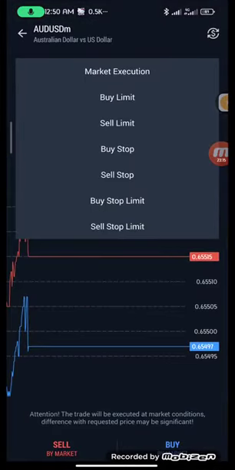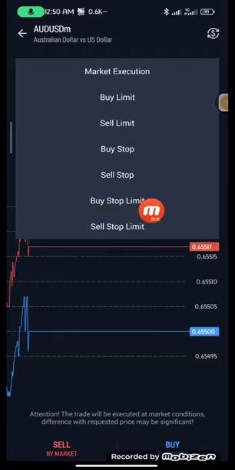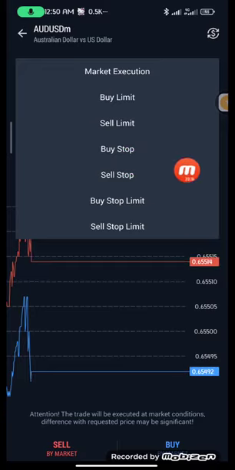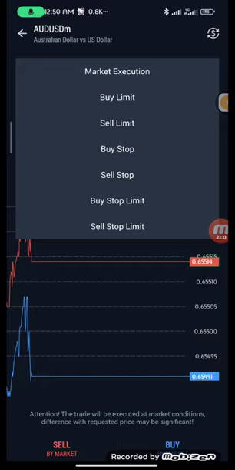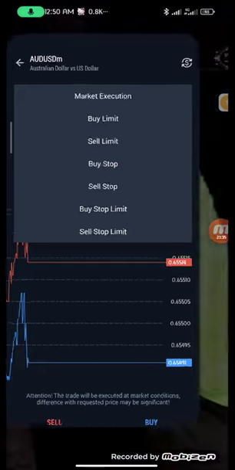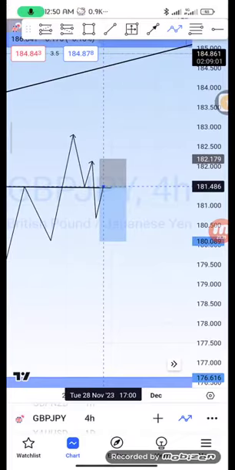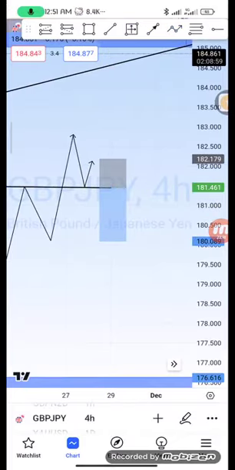Here we have two other ones, which are the buy stop limit and sell stop limit. Now, buy stop limit is the combination of buy limit and buy stop, while sell stop limit is the combination of sell limit and sell stop. Although it used to confuse people a lot, actually it's simple. Okay, so let me explain it for you guys in a way you're going to understand. All right.